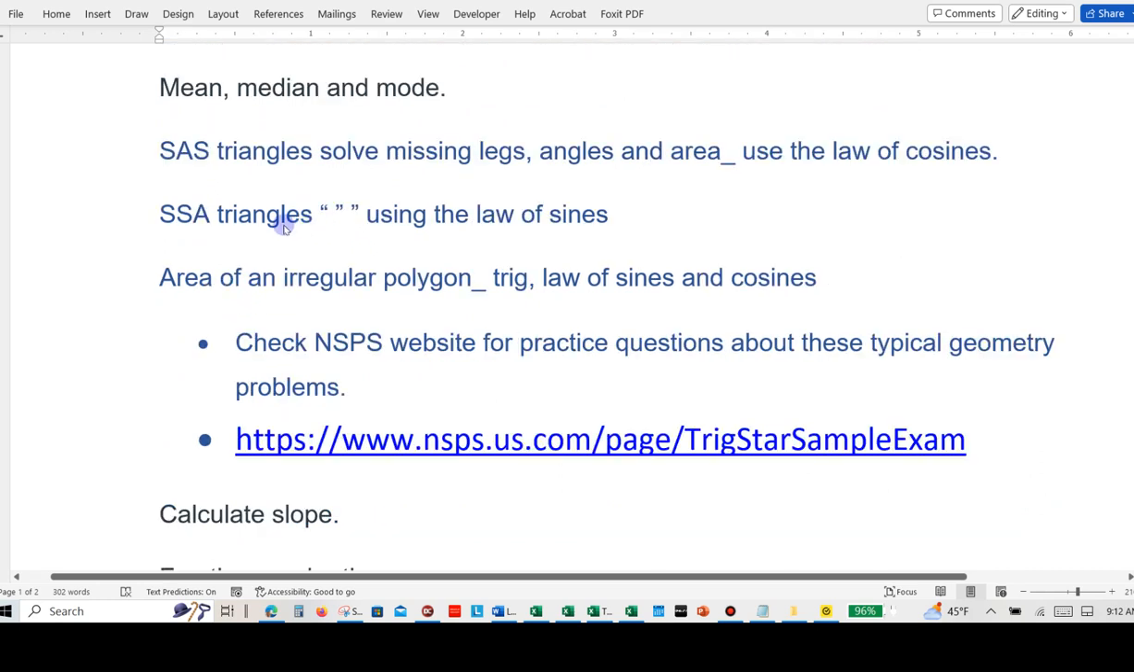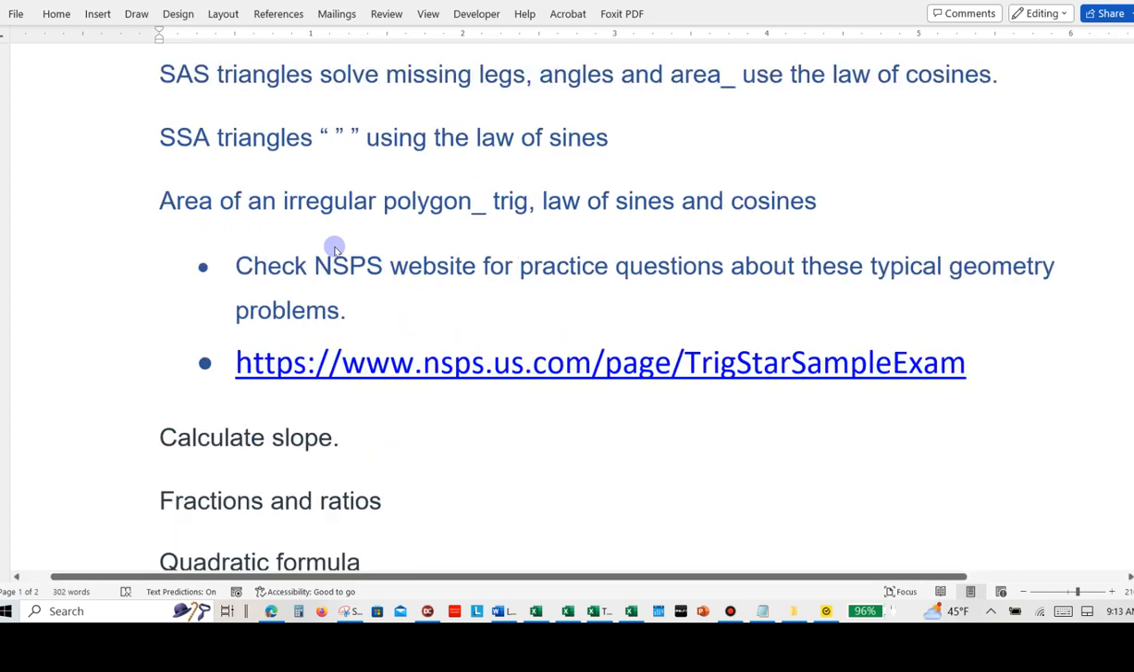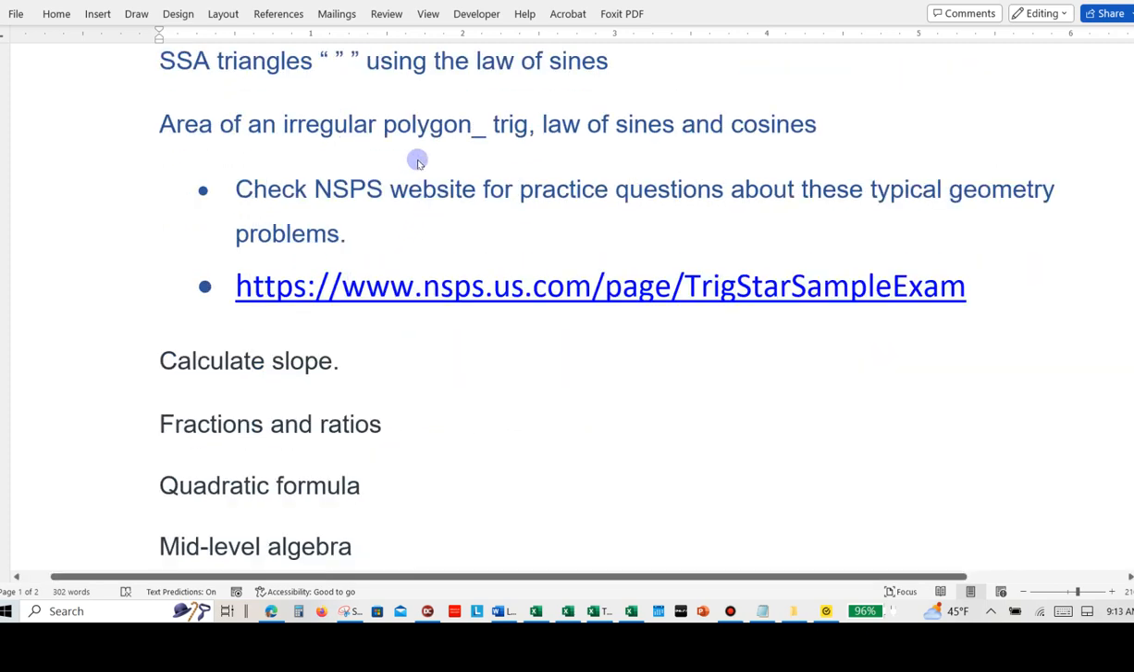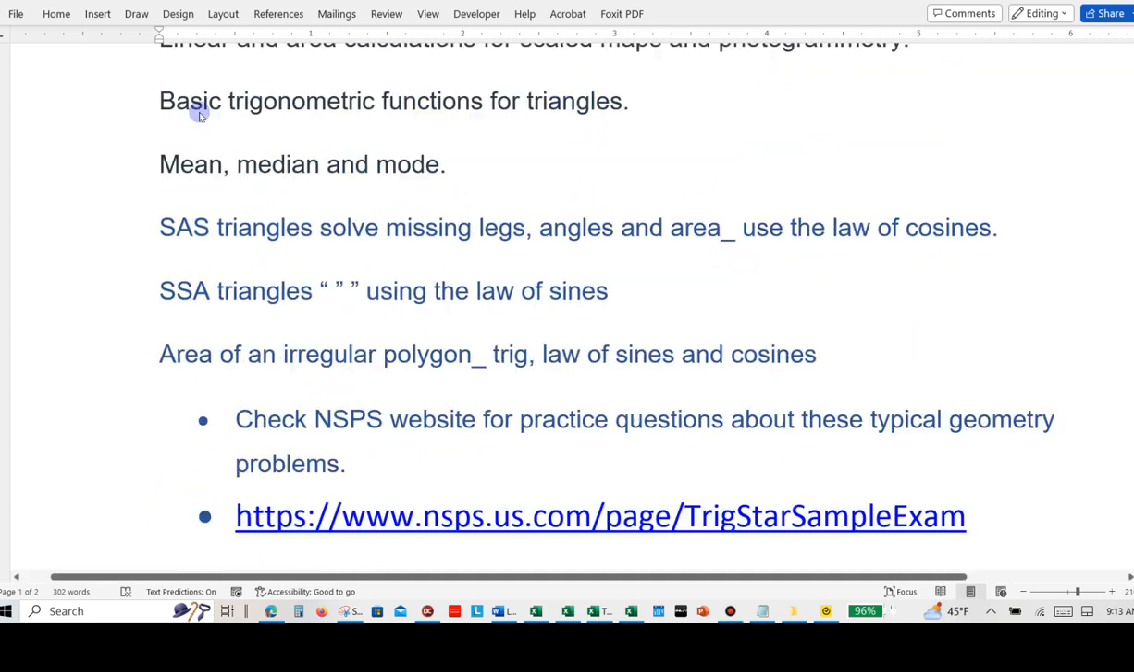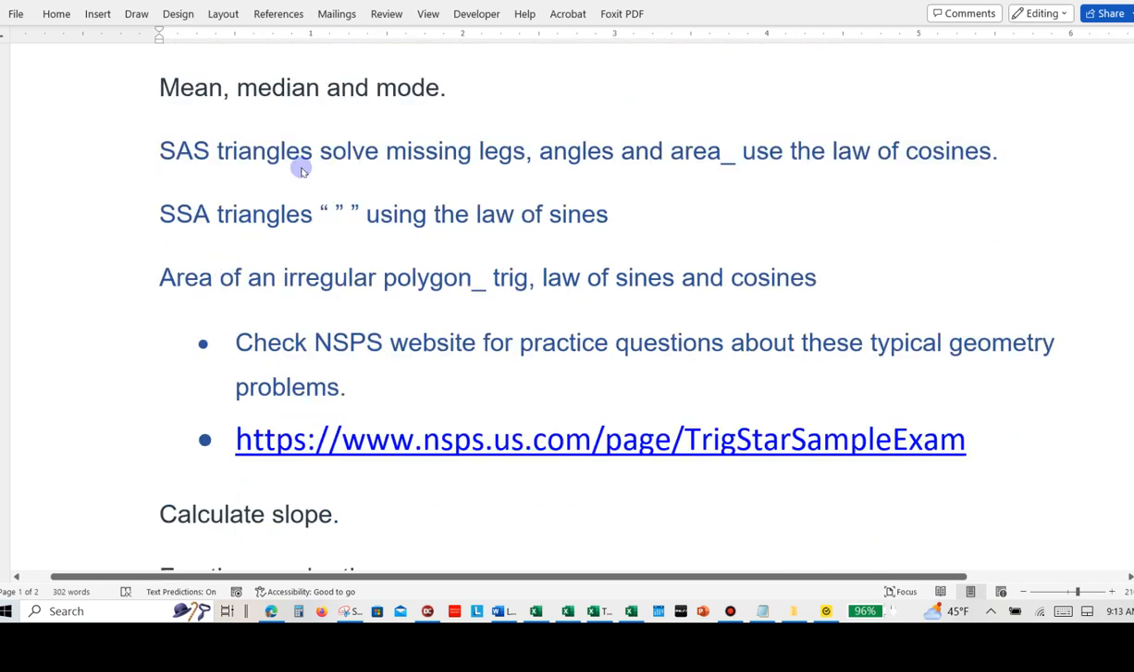Side-angle-side triangle, side-side-side triangle, and angle-side-angle triangle. So law of sines, law of cosines, and know the sine area formula. That'll help you save some time. And area of irregular polygon. Worst case scenario, you just break it down into two triangles. For sure, the side-angle-side area formula, you want to know that.